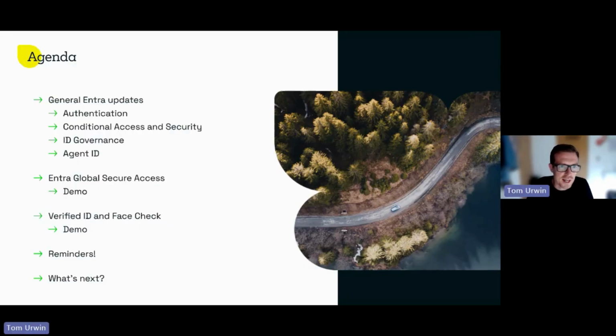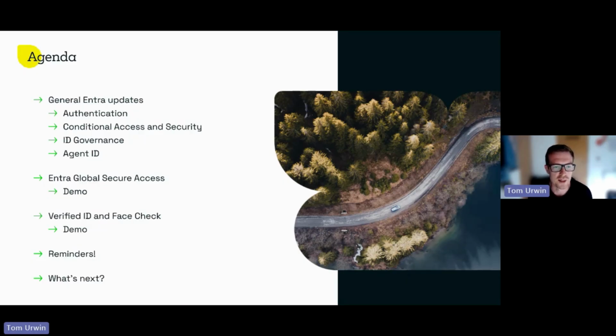So on the agenda today, some general Entra updates. This is just some public information for now. So around authentication, conditional access and security, and some updates around Entra ID governance functionality. And there's a whole new piece around agentic AI, which is Agent ID. Then some specific updates for Global Secure Access.